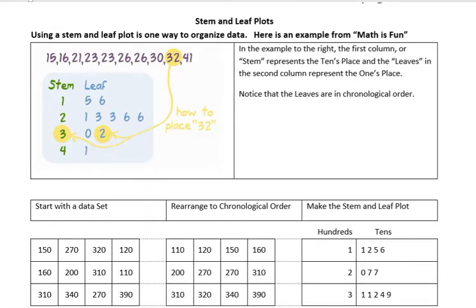Hi, it's Carly McAvoy. I just want to explain to you about a stem and leaf plot. A stem and leaf plot is one way to organize data.